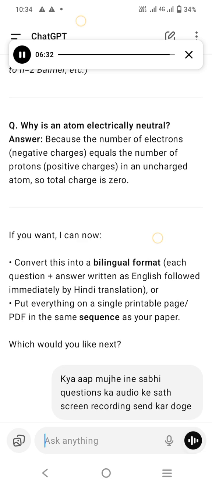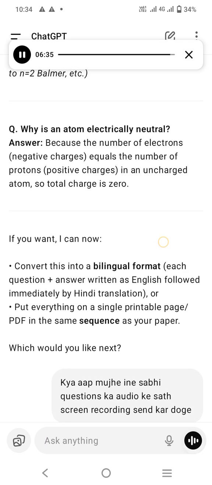If you want, I can now convert this into a bilingual format.